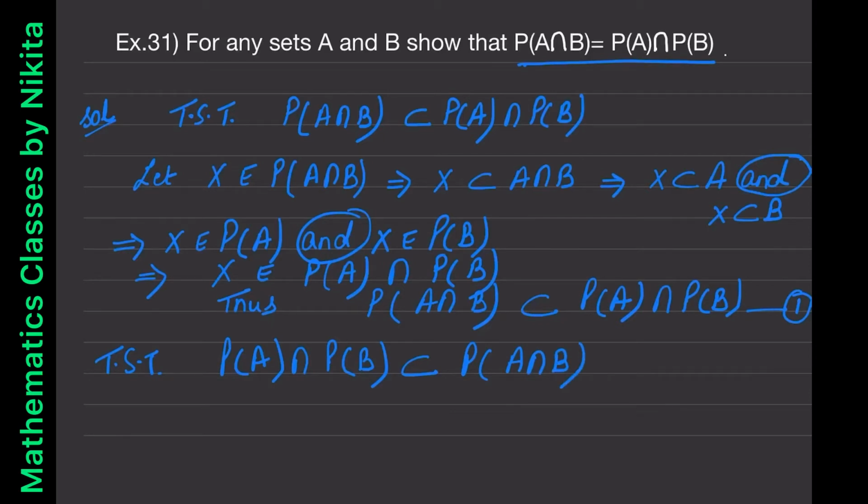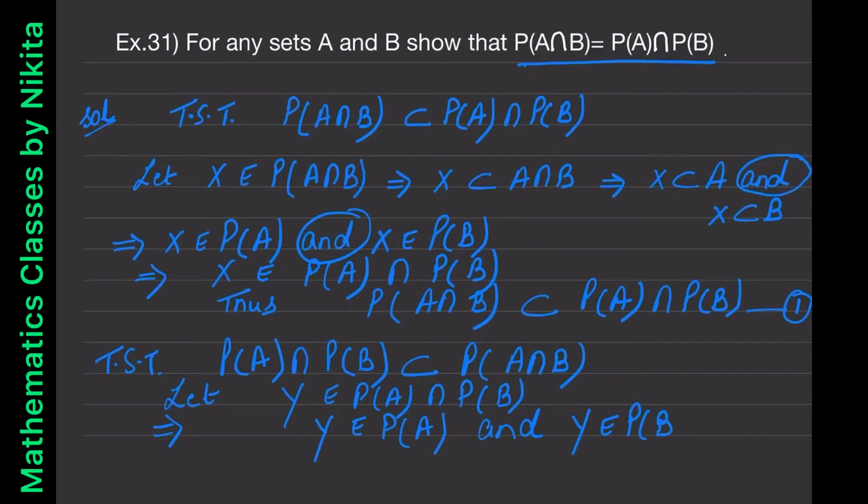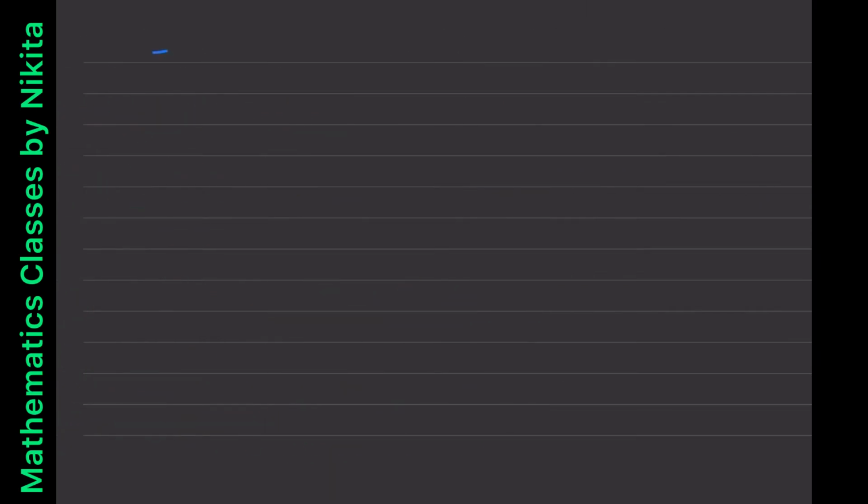So start with any arbitrary element in power set of A intersection power set of B. So let capital Y belong to power set of A intersection power set of B. So from here I get what? That Y belongs to power set of A and, since it is inside the intersection, and Y belongs to power set of B. And from here what you will get? This implies that Y is a subset of A and Y is a subset of B. And this implies what? That Y is a subset of A intersection B.